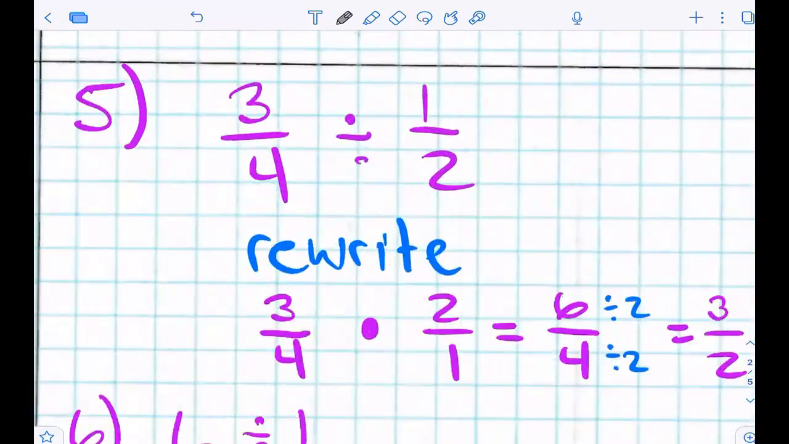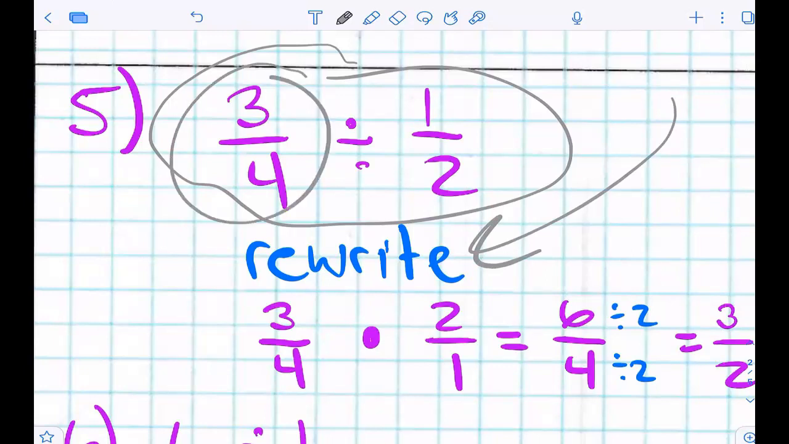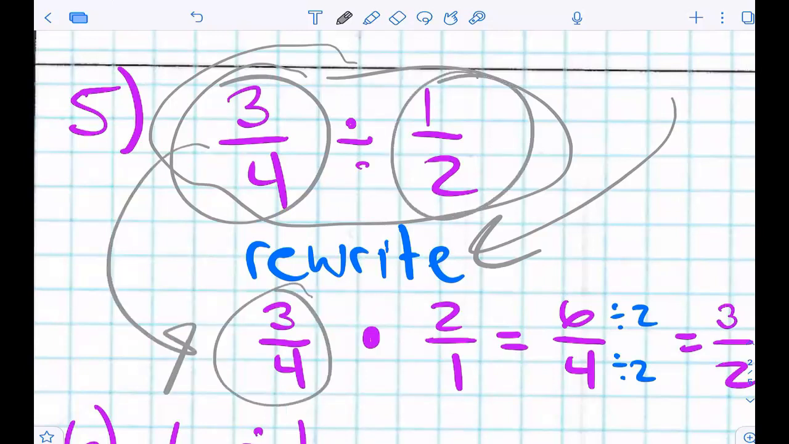So here we go. Here's an example. We have 3/4 divided by 1/2, yes? Are we dividing fractions? Yes or no? Yes. So we actually have to rewrite them because when dividing fractions, flip the second to multiply. Are we flipping 3/4? No, it stays 3/4. Are we flipping 1/2? Yes. So the second fraction is 1/2, and we're going to flip it over to 2/1, right? And then we're no longer dividing.